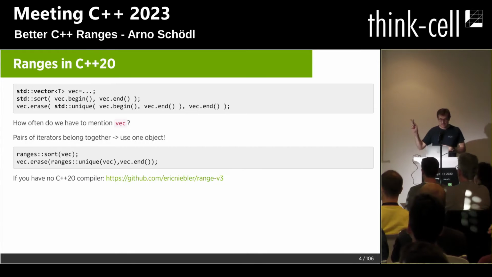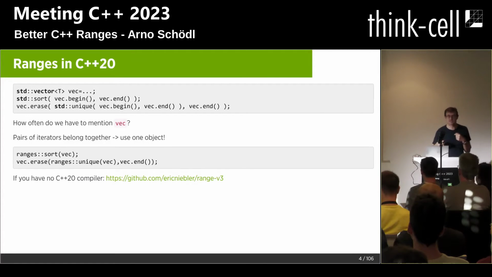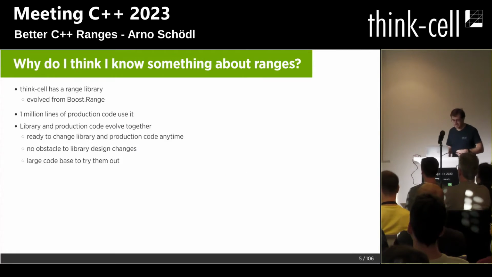Now, if you don't have a C++20 compiler yet, that's no excuse not to use ranges, because Eric Niebler has an implementation that you can use. And it's close enough to the standard that if later on you're switching to C++20, it will be pretty easy to migrate the code base to C++20. So I think that it would be a good start. It would be an even better start if you use our ranges, but we'll get to that later.